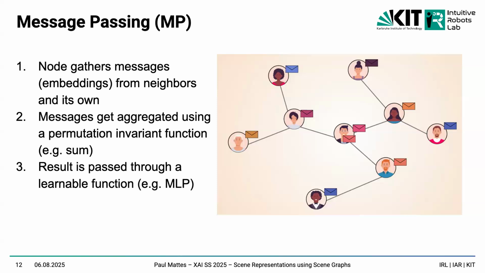So this is the idea about GNNs and message passing. You can also have arbitrarily many neighbors.